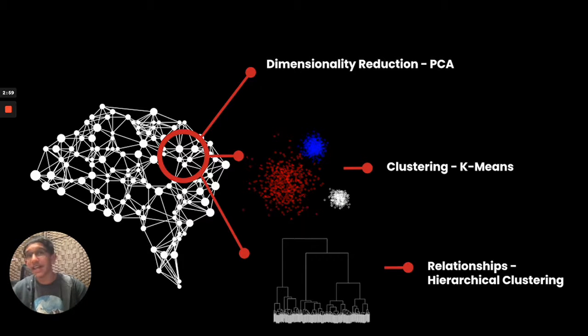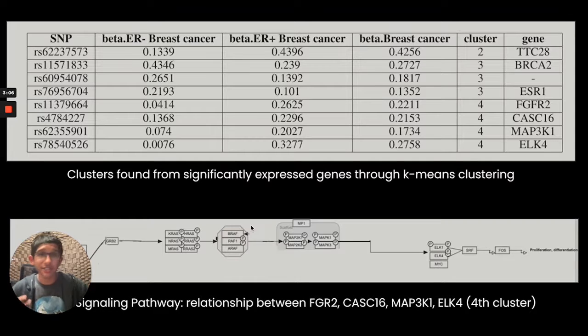After I use PCA, I use k-means and hierarchical clustering to cluster different related SNPs together based on their expression levels. As shown on the table above, these different SNPs were then clustered based on different expression levels on the three different types of breast cancer, and afterwards these are mapped to specific genes through literature review and web scraping. Two main relationships are found.